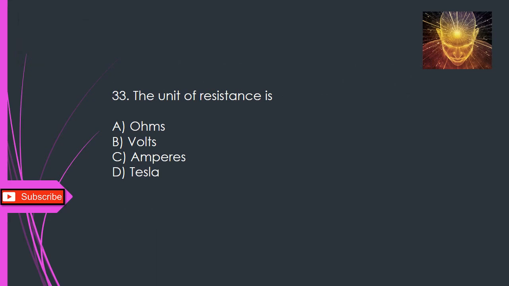The unit of resistance is: A. Ohms. B. Volts. C. Amperes. D. Tesla. Correct option is A. The unit of resistance is ohms.